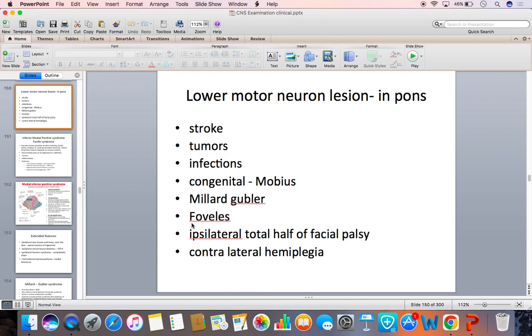It could be due to stroke, tumors, or infections. There are different syndromes depending upon the level of lesion: Moebius syndrome, Millard-Gubler syndrome, Foville syndrome. It is classically associated with ipsilateral total facial palsy and contralateral spastic hemiplegia. If the lesion is in the pons involving the lower motor neuron, it will cause ipsilateral total facial nerve palsy with contralateral spastic hemiplegia. They are described as different syndromes, Millard-Gubler and Foville's, depending upon the extent of the lesion in the pons.